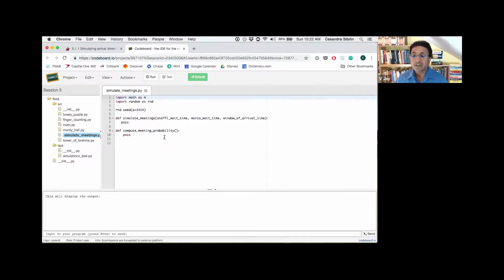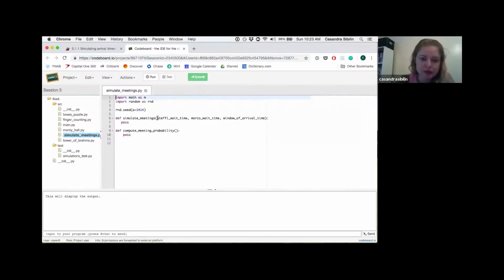Okay, and simulate meetings has two functions. So our job is, can we look at the parameters first of this function and see if we understand what the parameters are? Does it make sense? Cassandra, can you just check the parameters?